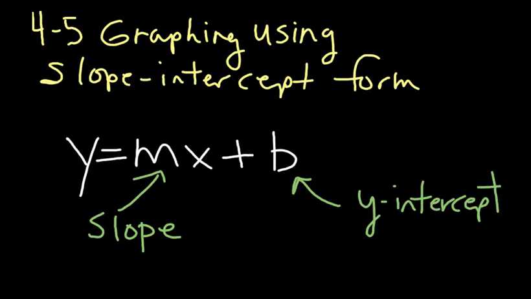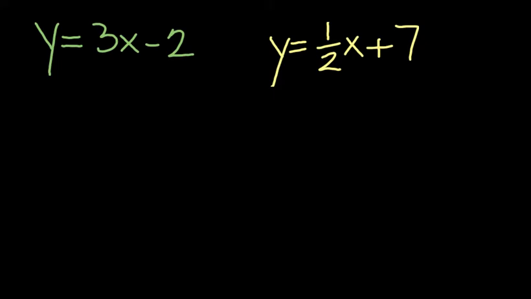4-5, Graphing using Slope-Intercept Form. When you have an equation in slope-intercept form, which looks like this, y equals mx plus b, m is the slope, b is the y-intercept. So, when you have equations that are in slope-intercept form, you can find the slope and the y-intercept really easy.